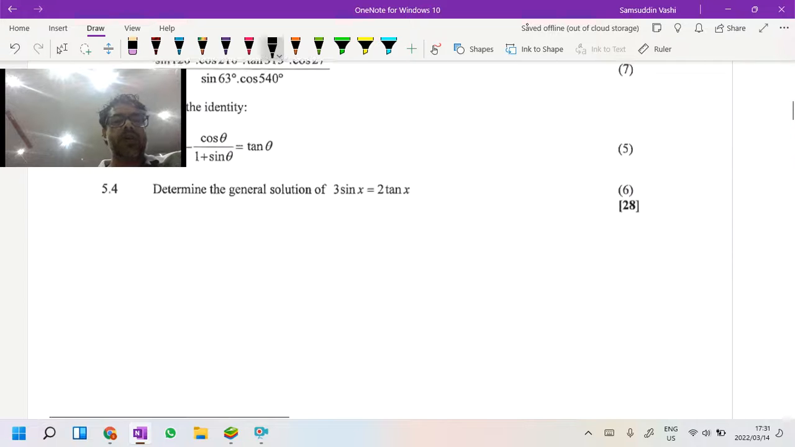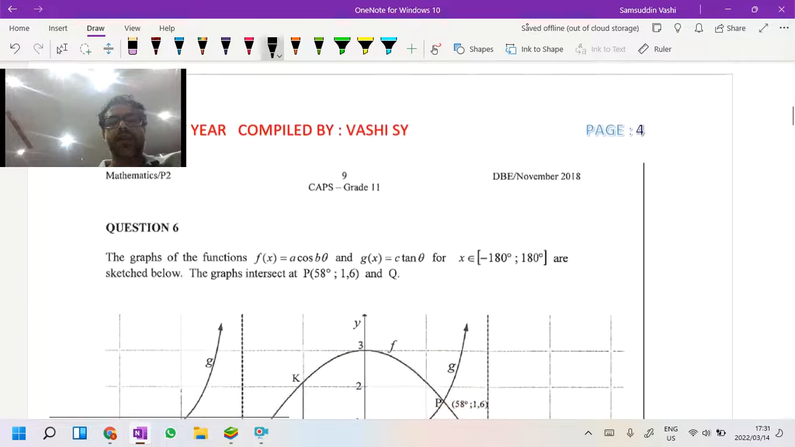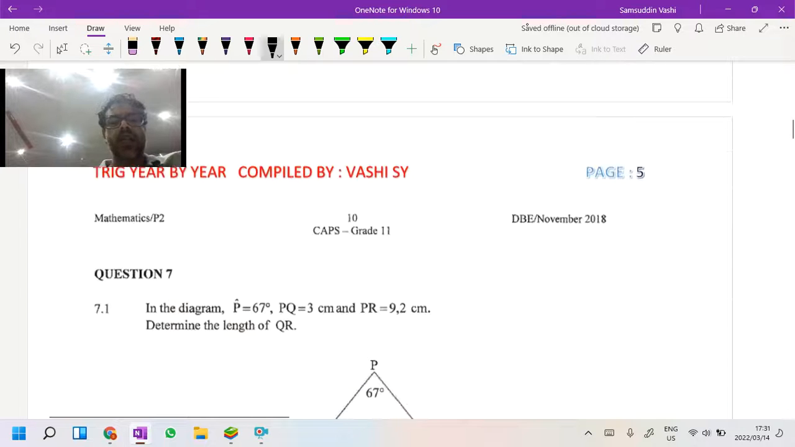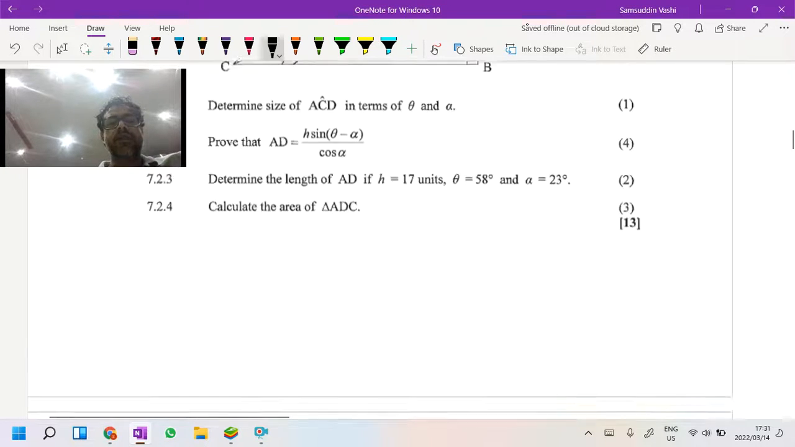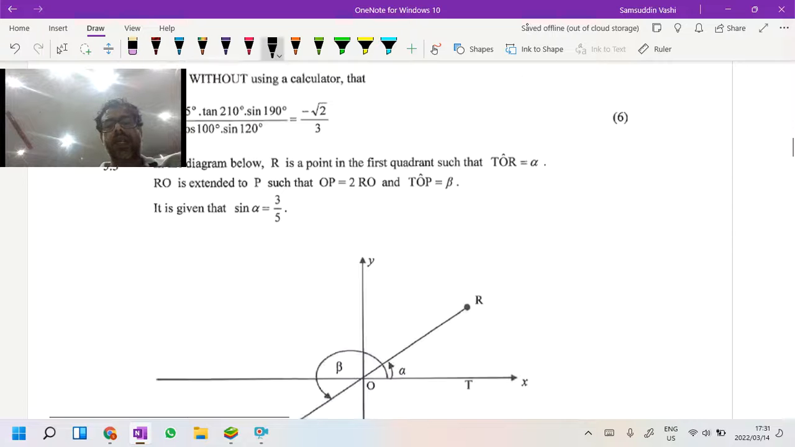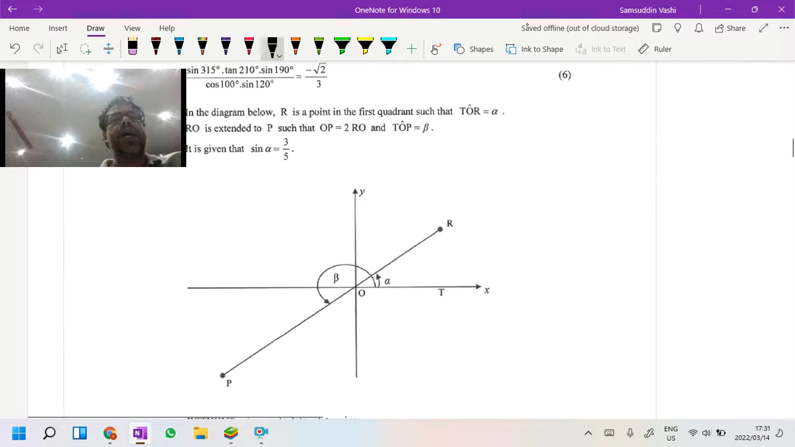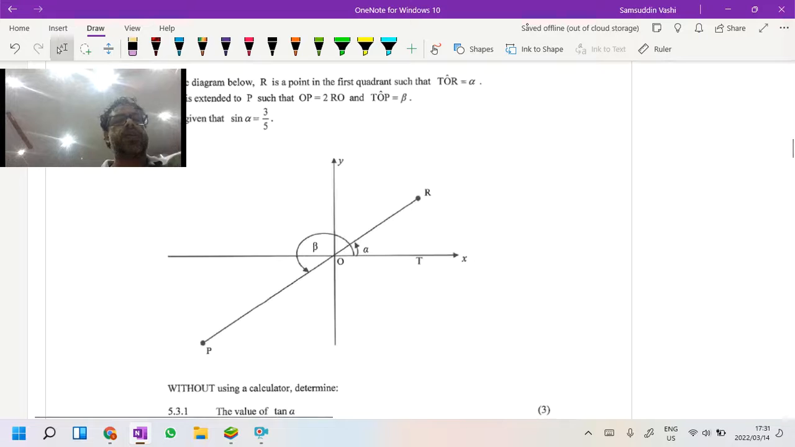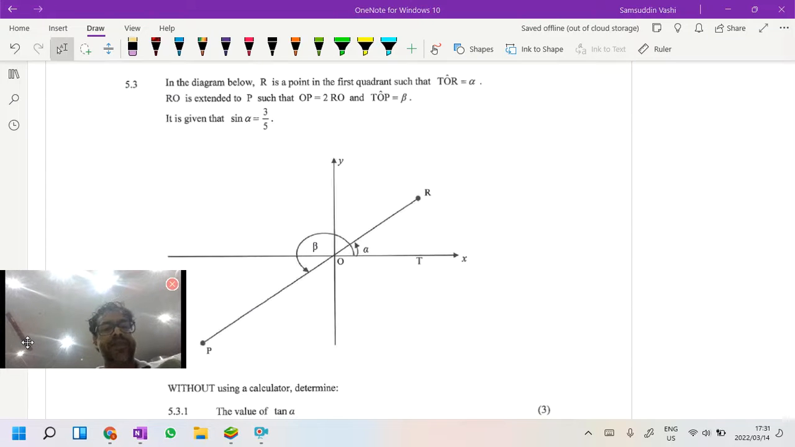Let me do one more example of a diagram without the aid of calculator. It means we are going to use a diagram. Okay. So here is our another example. If I am looking at this, in the diagram, R is the point. Okay, the moment they give me a point, I will do my basic. Draw a triangle so that I can use SOHCAHTOA.